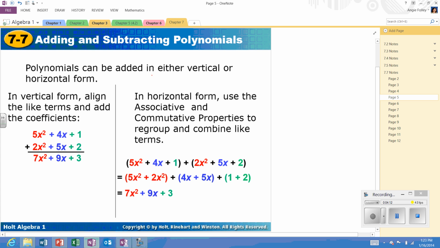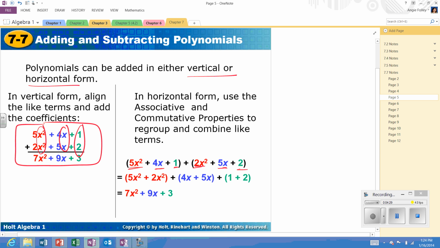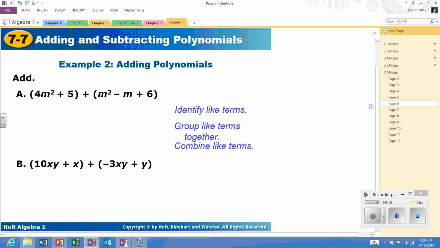You can either add polynomials in a vertical form or a horizontal form. So in a vertical form, you just line up all the like terms like this and add them up. Or you can add them horizontally. Basically, you're just finding the ones that are the same and adding them together, which is kind of what we just did in the last example. So whichever way you feel comfortable with is fine.